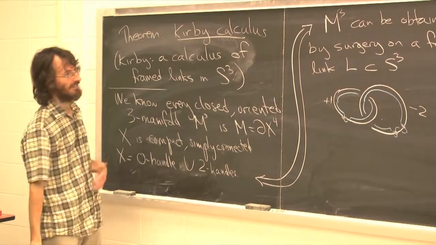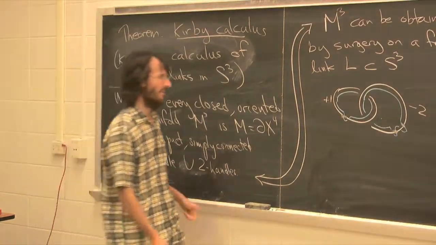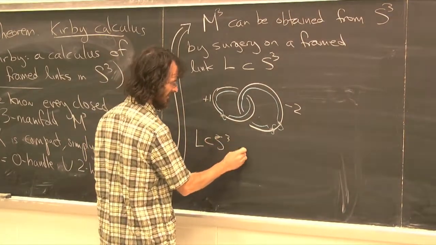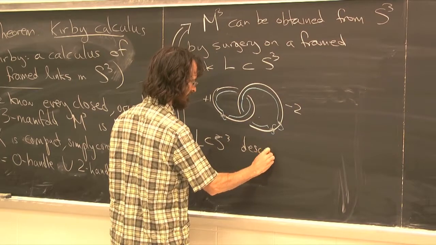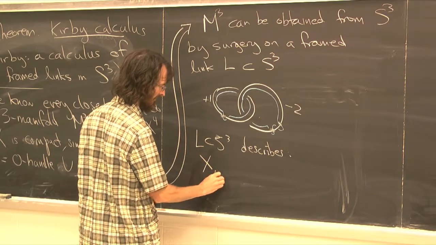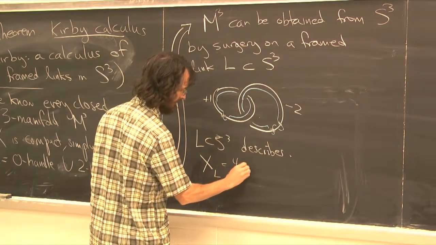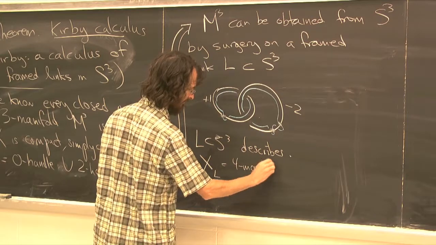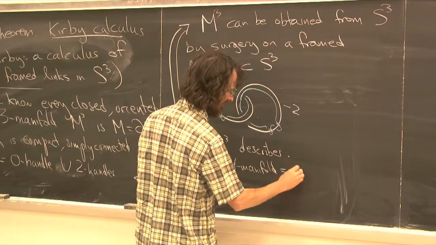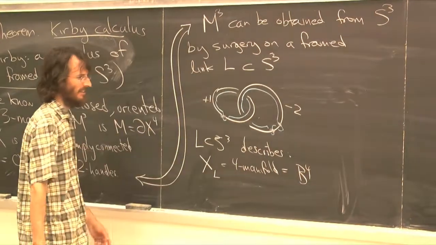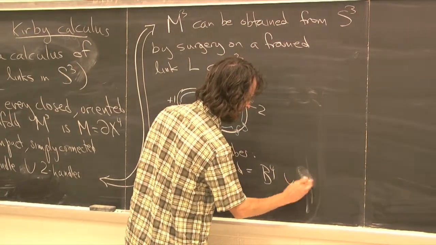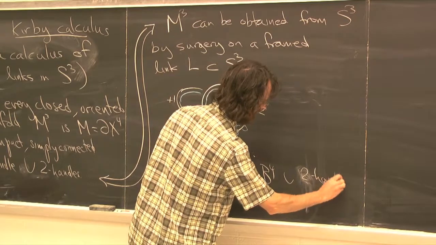The point is that such a framed link describes two different things. One thing is that L in S3 describes a four manifold, which I call X of L, obtained by taking a 4-ball B4, which is what we're calling a 0 handle here, and then gluing on some number of 2 handles attached along L.